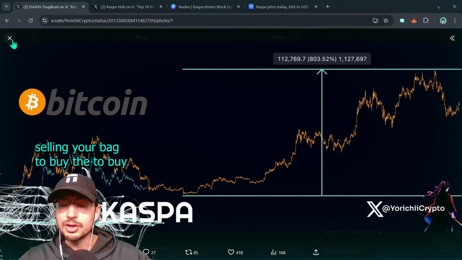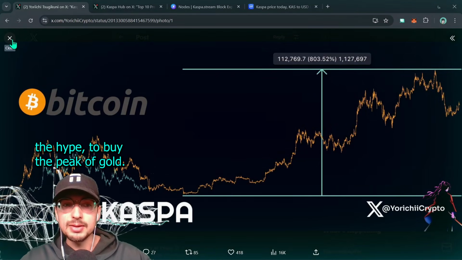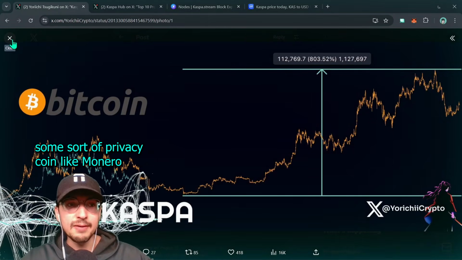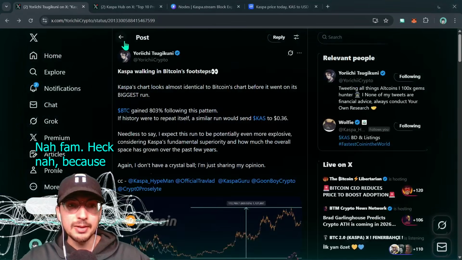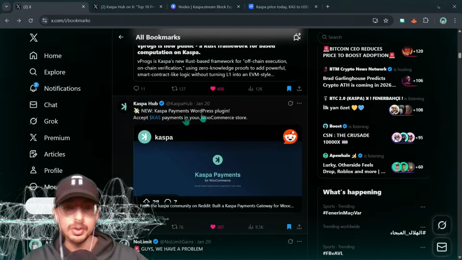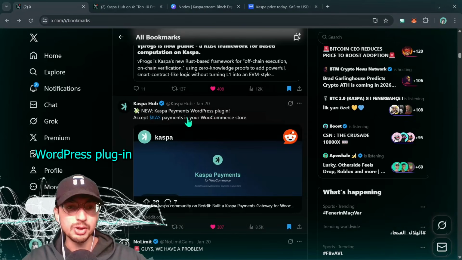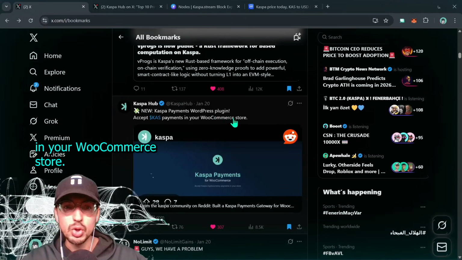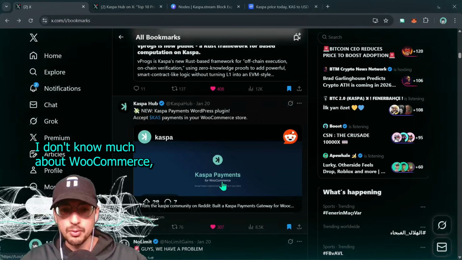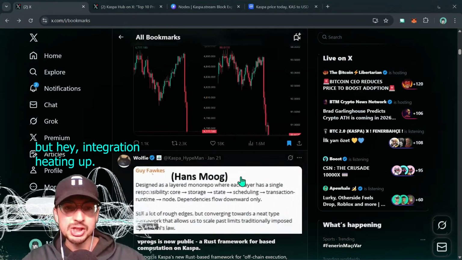So you're going to be selling your bag to buy the hype, to buy the peak of gold. You're going to be selling your bag to buy the peak of some sort of privacy coin like Monero. Nah, fam. Heck nah. Because it's all coming to Kaspa. Kaspa Payments WordPress plugin, accept Kas payments in your WooCommerce store. Pretty cool to see. I don't know much about WooCommerce, but hey, integration heating up.